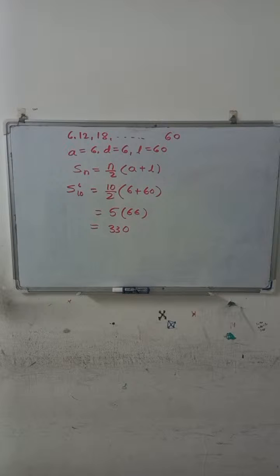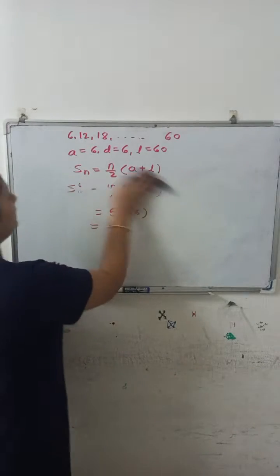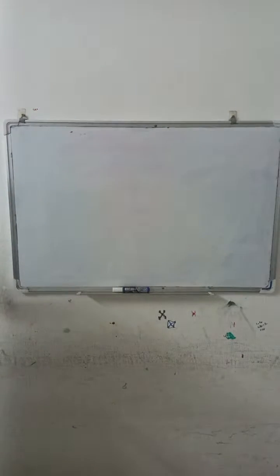If the nth term of an AP is 2n plus 1, what is the sum of the first three terms?